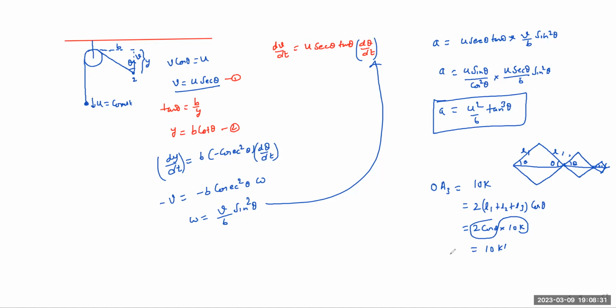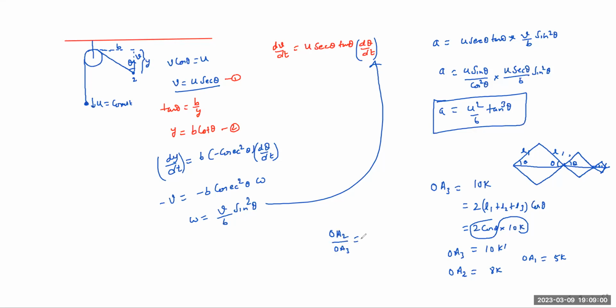So what I'm saying is eventually you can write OA3 equals 10K, right? Similarly, OA2 equals how much? 8K. And OA1 equals 5K. Now take the ratio. The ratio remains always the same, so it will not change and it will be independent of the angle theta, isn't it? So OA2 by OA3 is how much?